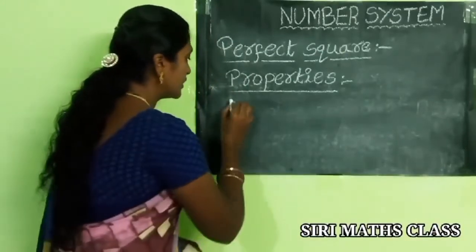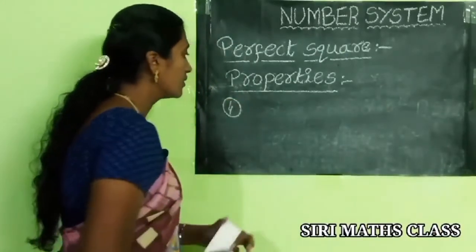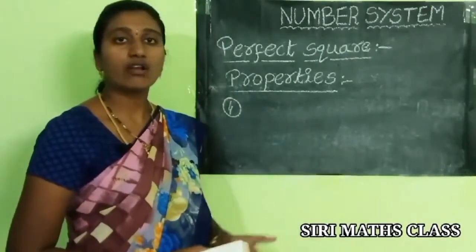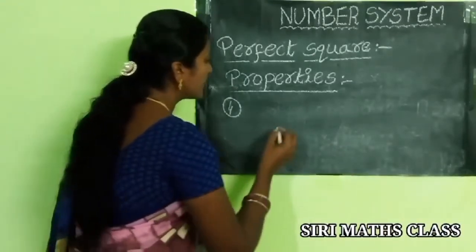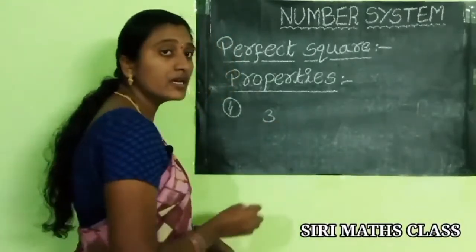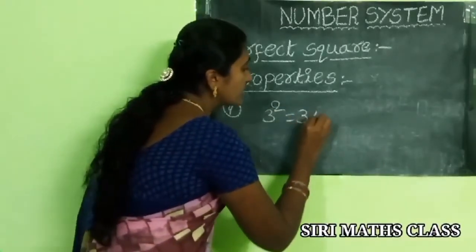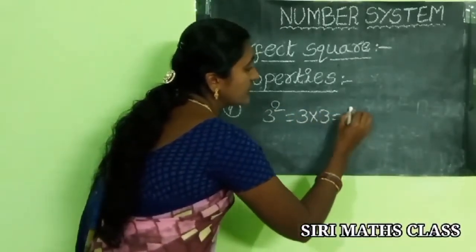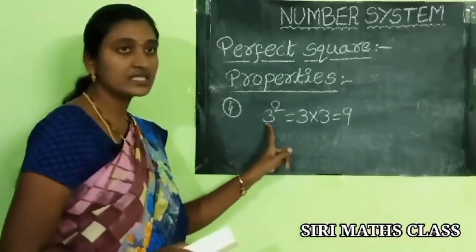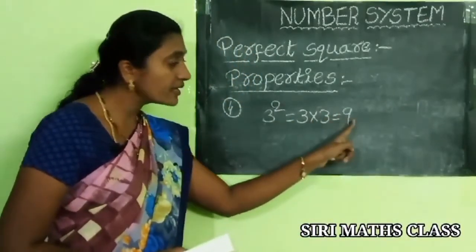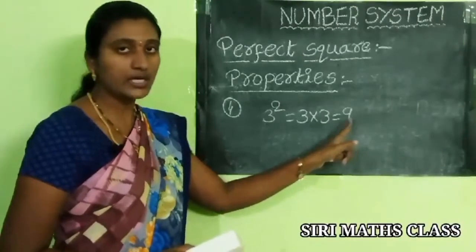Next, fourth condition. The square of an odd number is always an odd number. Okay, here we can check, 3 is an odd number. So here we can take the square. 3 square is nothing but 3 into 3. 3 3s are 9. Okay, see here, 3 is an odd number. The square of an odd number, we get the answer also odd.